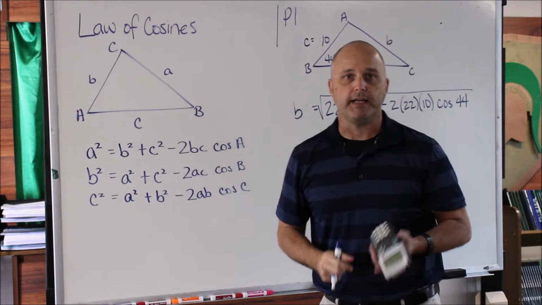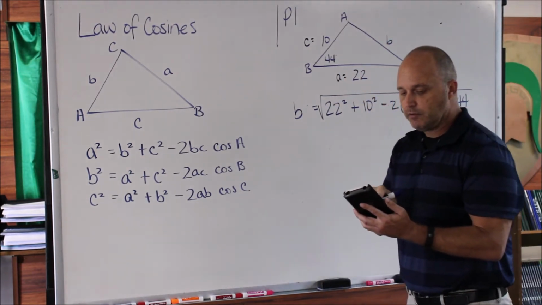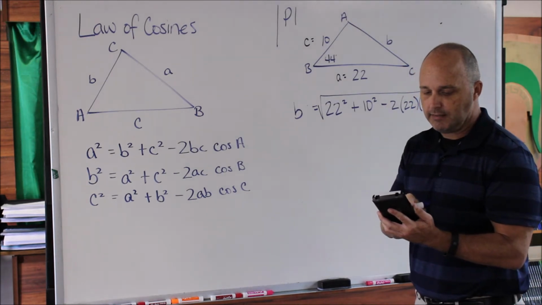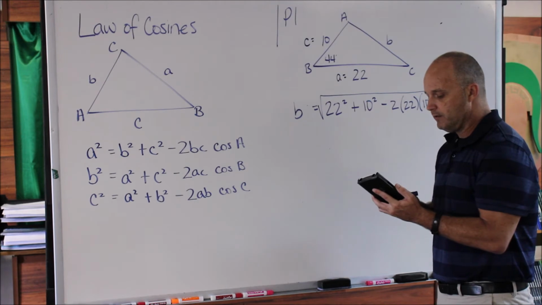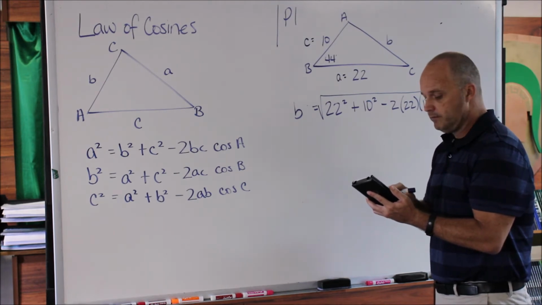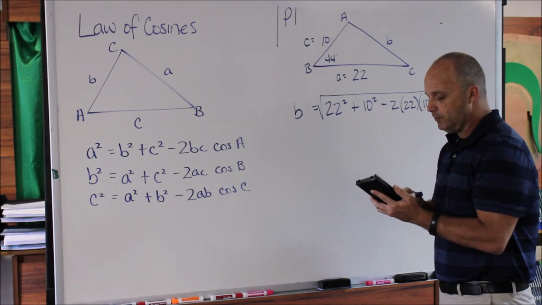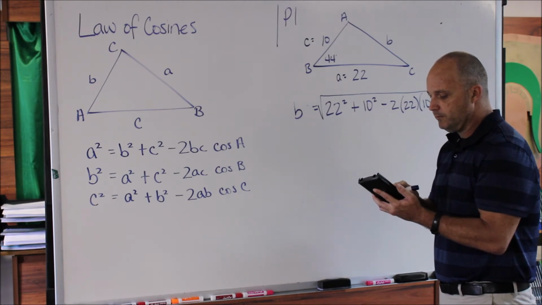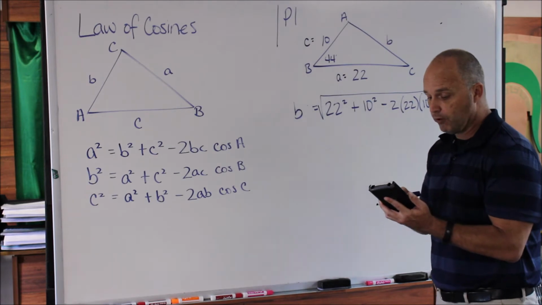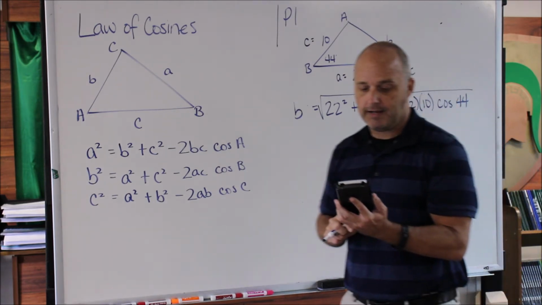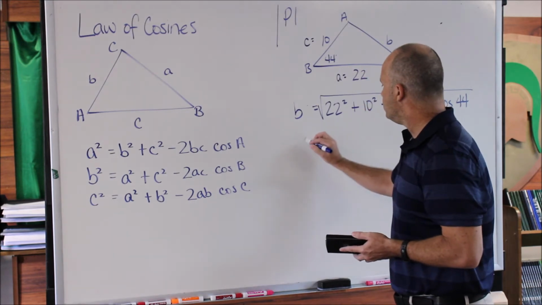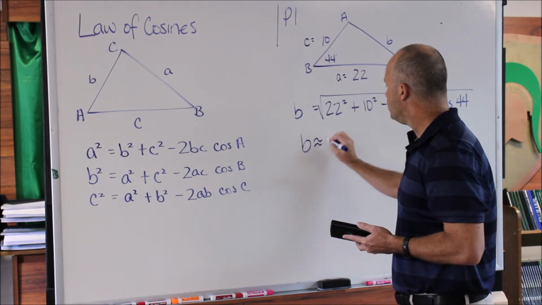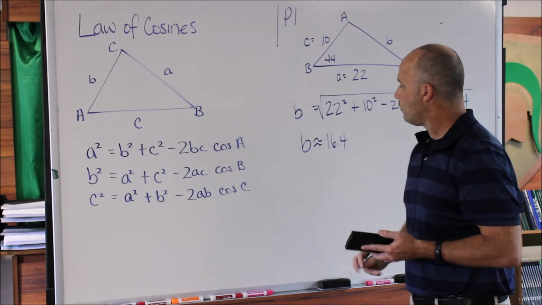Now I can enter that into the calculator. I'm going to go second, and then my square function, which is the square root, then 22 squared plus 10 squared minus 2 times 22 times 10 times the cosine of 44. When I hit that, it gives me 16.355. So I know that my solution, B, is approximately 16.4 units long.